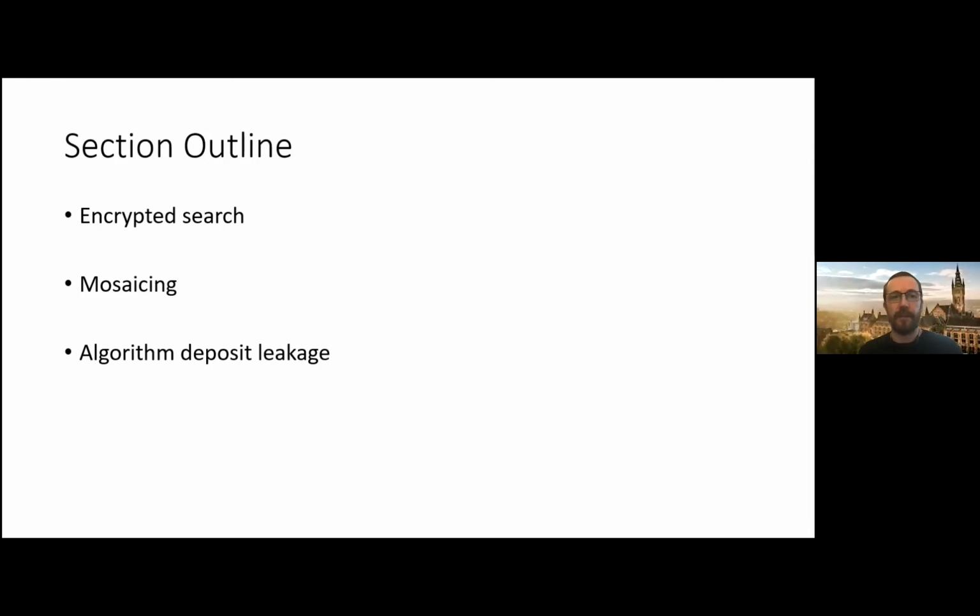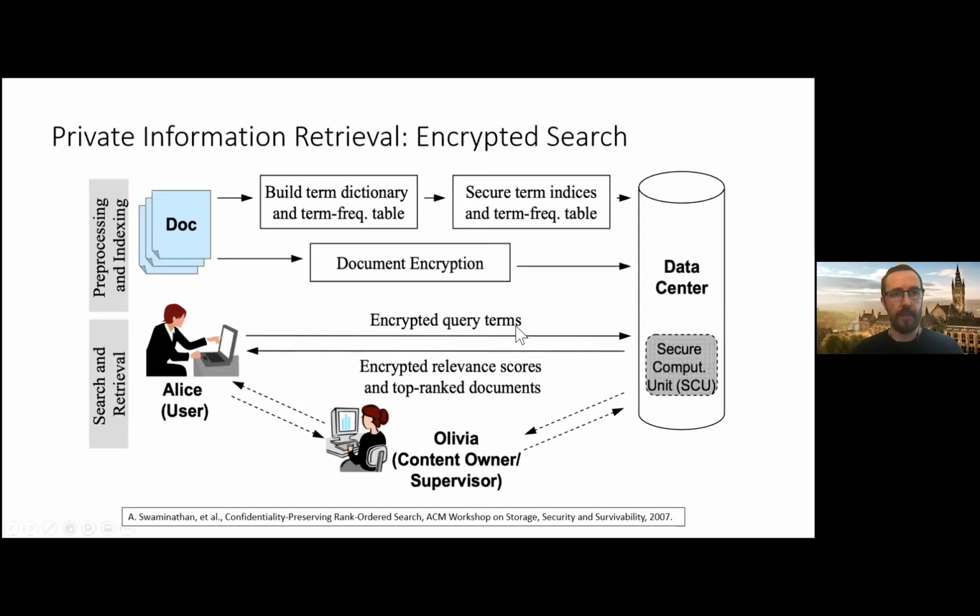So what's the first one we're going to look at? Encrypted search. This is known as private information retrieval in the field. There's quite a bit of work on this already, to be honest, but there are certainly some interesting questions still surrounding it. We're going to look at mosaicing, and we're going to look at algorithm deposit leakage. Okay, so first, let's see if I can get this slide to move. Okay, so private information retrieval.